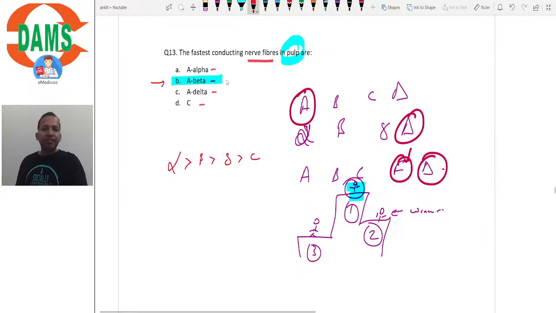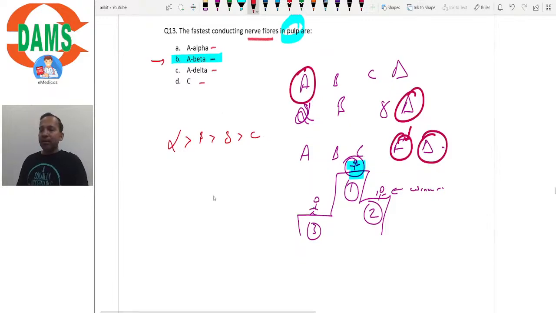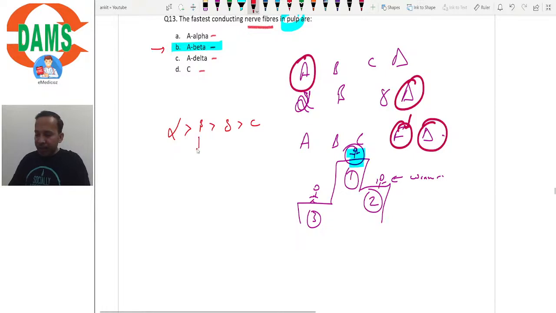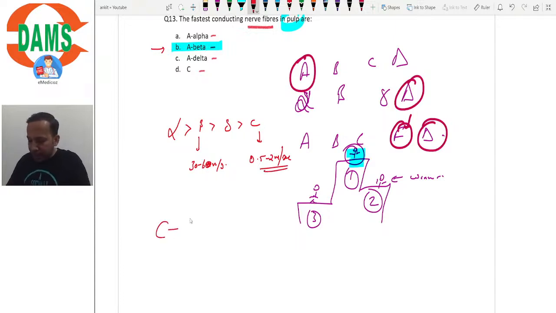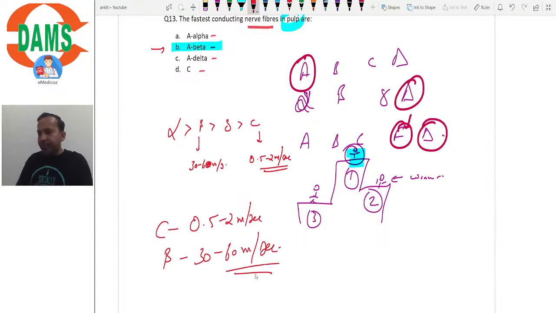Clear? Is it clear? तो अगर हम स्पीड की बात करें तो 30 to 60 मीटर पर सेकेंड, और C की कितनी होती है? 0.5 to 2 मीटर पर सेकेंड, isn't it? Type C has a speed of 0.5 to 2 meter per second and beta has a speed of 30 to 60 meter per second, right?